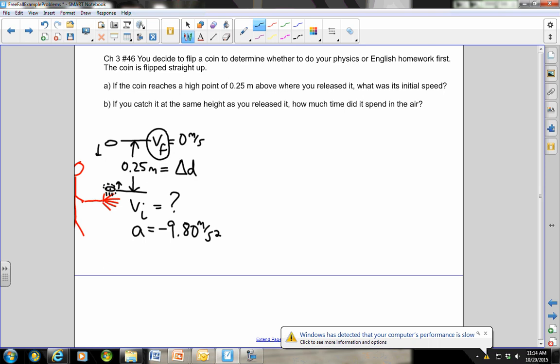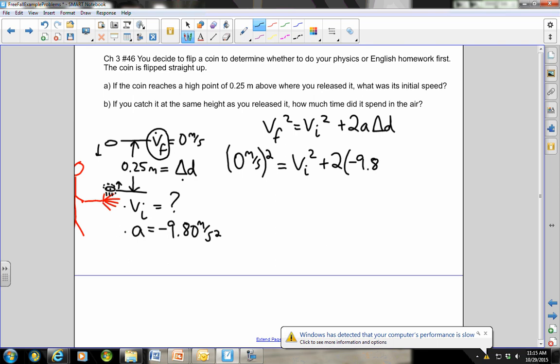Okay, so if we're going to find the initial velocity, we need a formula that has VF, delta D, VI, and A, and doesn't have time in it. So if you look at your note card, the best choice here is this one. Okay, so start plugging in. VF is 0 with this trick we're using. Don't know VI. A is what it always is. And D is 0.25.